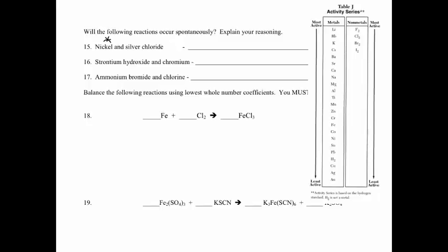So you need to ask yourself, would chlorine dump silver for nickel? And what always needs to happen is that the more reactive metal ends up in the compound. So if it's not already in the compound, a reaction is going to occur to put it in the compound. So in this case, yes, a reaction will occur. And your reasoning can just be nickel is more reactive.